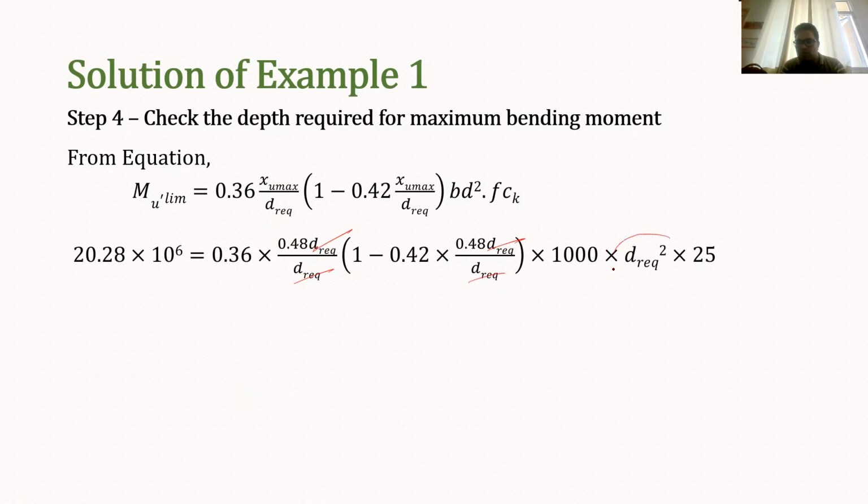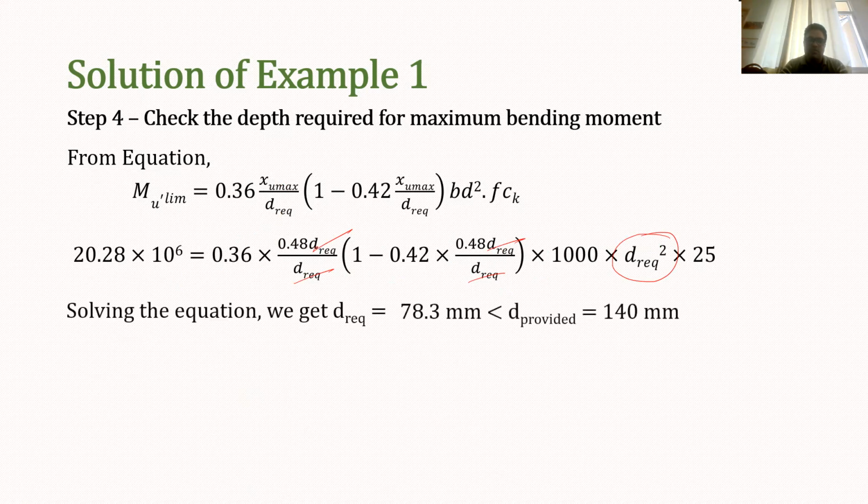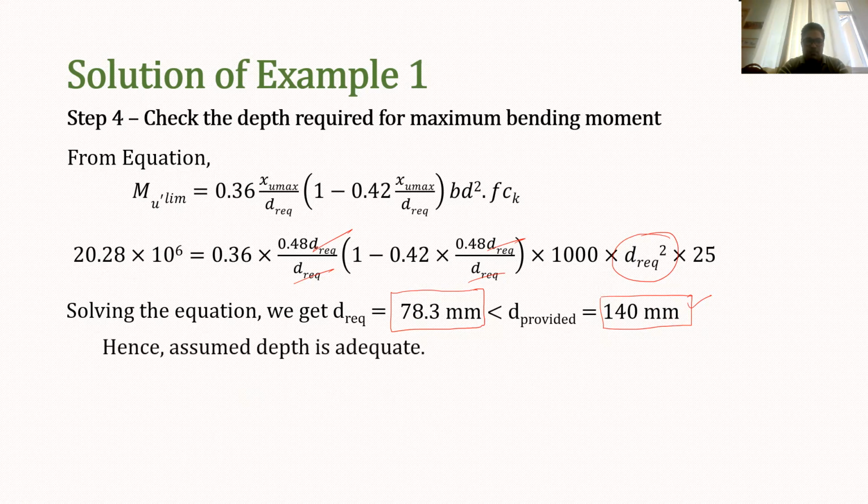So the only unknown value here is D required square. Solving this equation, we get the D required as 78.3 mm. So here you can see for maximum bending moment, only 78.3 mm depth is required, while we have provided 140 mm for the shorter span. Which means we have provided depth more than required for the bending moment. So it means we are on the safer side. So we say that the depth which we have assumed in the first step is safe or adequate.